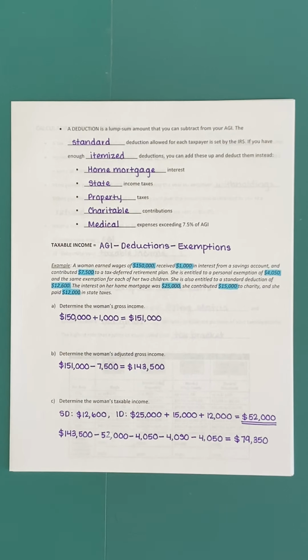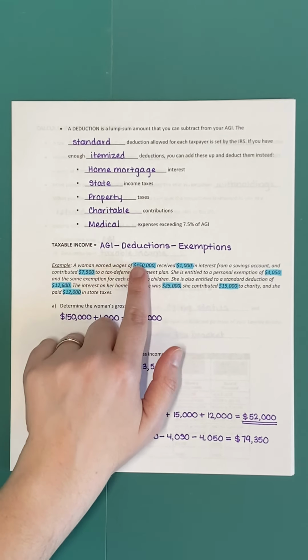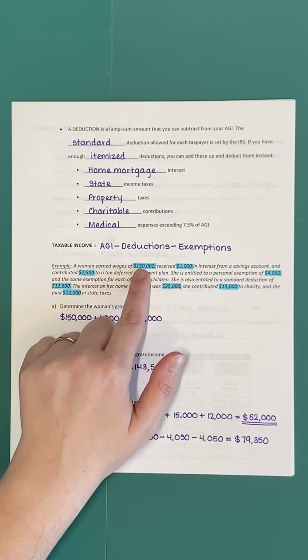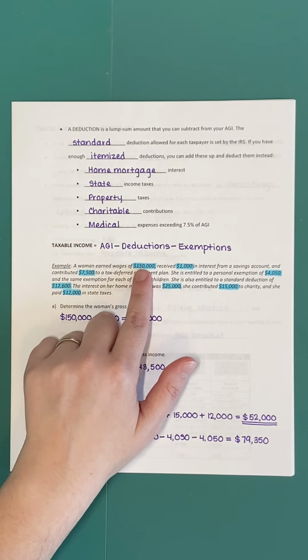Gross income is just all the sources of money that we are making during the year. So you have to read through the problem and you have to identify things that are considered to be a source of income for the taxpayer. In other words, money that they're actually bringing in. Well, this person has wages of $150,000, so that's going to be a source of income. That's going to be part of gross income.